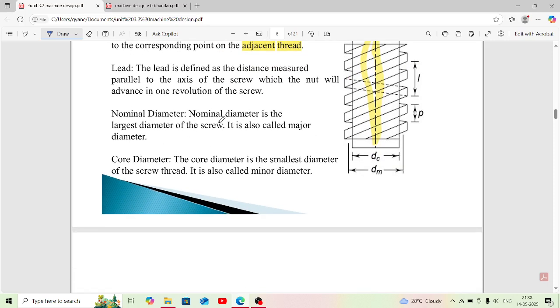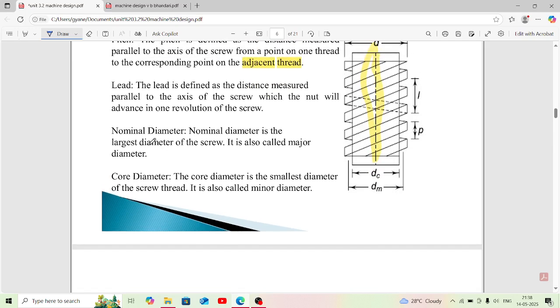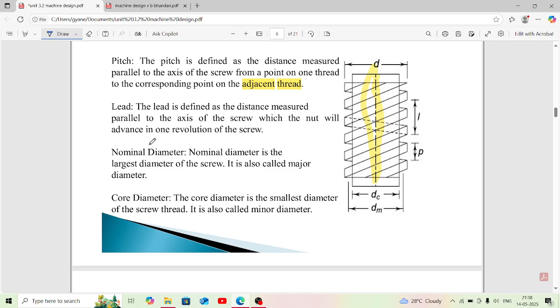And come to the nominal dia, which is the largest dia of the screw. It is also called the major dia, and core dia is the smallest dia of the screw thread. It is also called the minor dia.